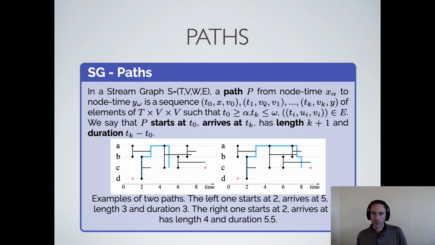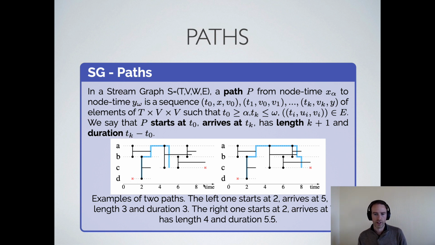So this defines a sequence of hops, exactly like a normal path in a static graph, but with the temporal component. We will say that this path starts at t0, so at the first hop. It arrives at tk, so at the last hop, which is not necessarily the same as the node time we have chosen. It has a length k plus 1, the number of hops, exactly like in static graphs, and a duration, which is the difference between the arrival and the start.